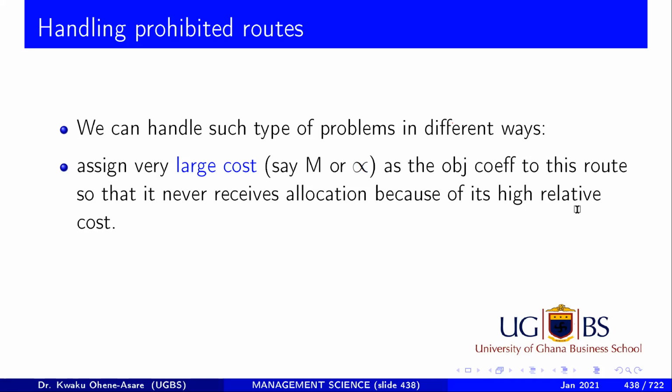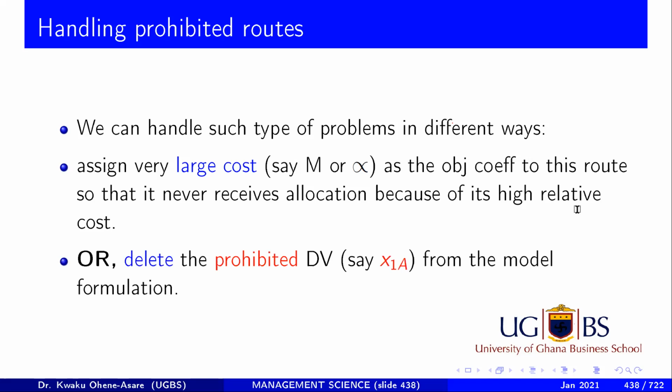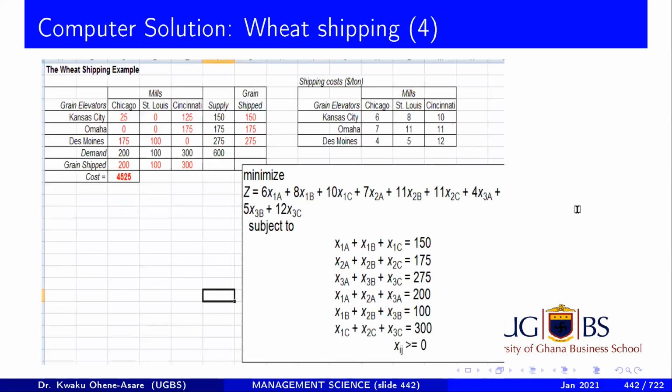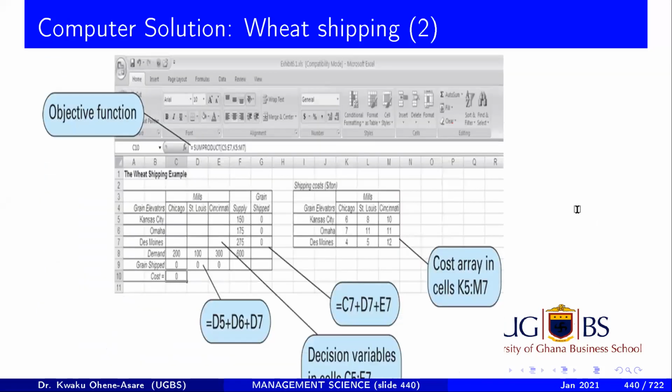Now, why do you do that? Because if you force a route to break through the strike or the flood, that's going to be a cost. So in the model, you will assign a cost to it. That's one way. The other way is that you would delete the prohibited route altogether. So if a particular route, say X14 or X1A, is prohibited, you just remove it from the formulation, and when you do that, then you are sorted.